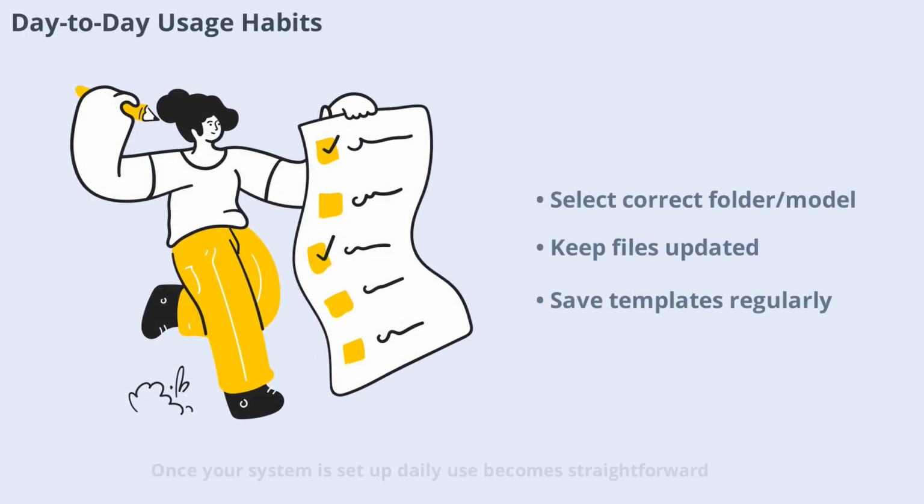Once your system is set up, daily use becomes straightforward. Always select the right folder and the Opus 4.6 model before starting a session. Regularly update your About Me and My Company MD files to keep context fresh. Reference your anti-AI writing style MD when asking Claude to write, and save good outputs as templates. Let your global instructions do the heavy lifting, so you can focus on the work itself.